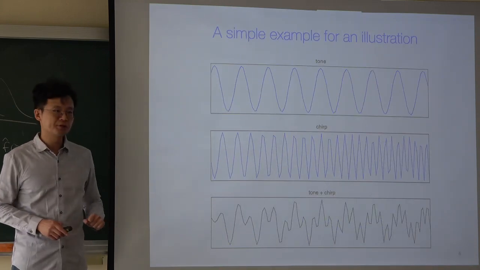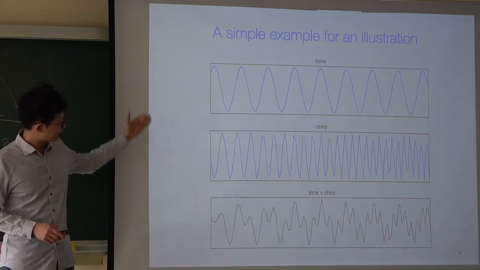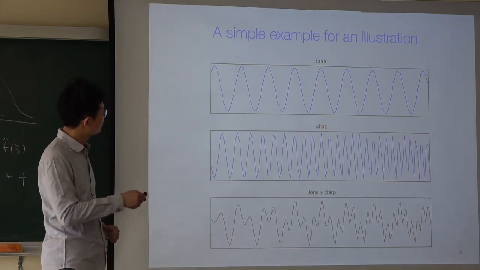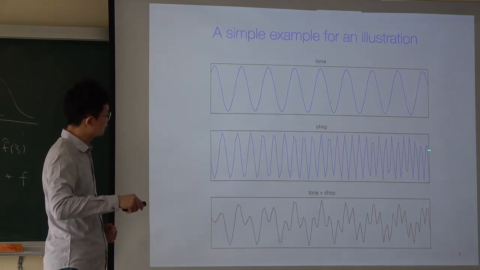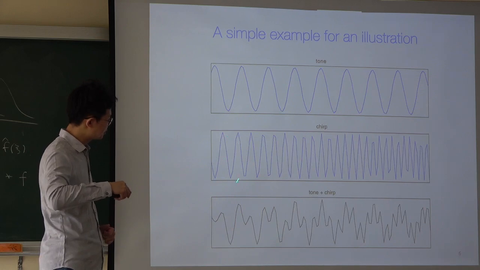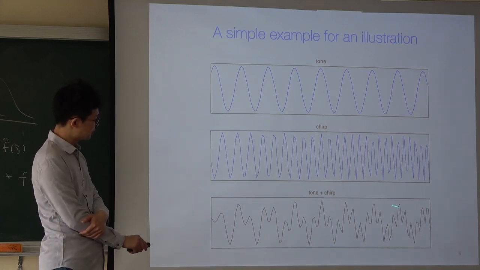I want to show you the algorithm using this example. You have two components. One is the tone, which is a harmonic function. Another one is a chirp, which has low frequency in the beginning and high frequency in the end. Now you have tone plus chirp. This is the summation.